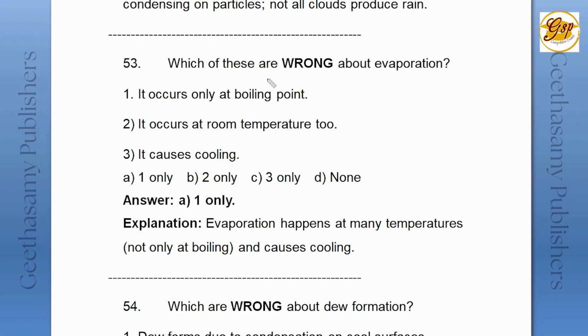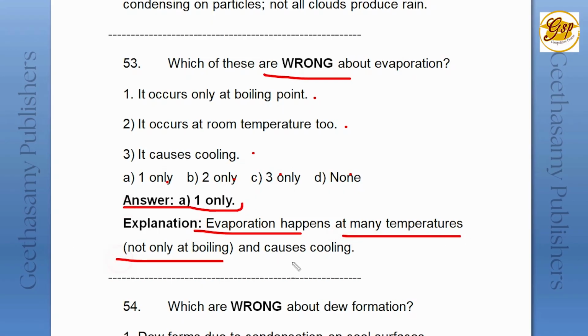The 53rd question. Which of these is wrong about evaporation? 1. It occurs at boiling point. 2. It occurs at room temperature. 3. It causes cooling. The options are 1 only, 2 only, 3 only, none. The correct answer, that is the wrong statement, is 1 only. Evaporation happens at any temperature, it need not be boiling. Okay, so that's the reason.